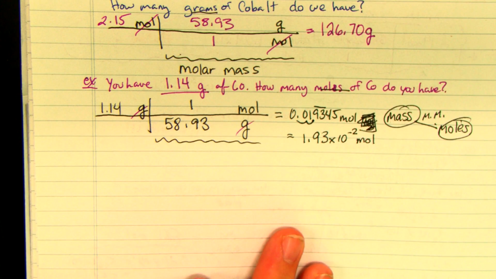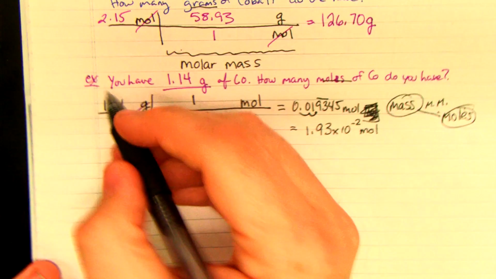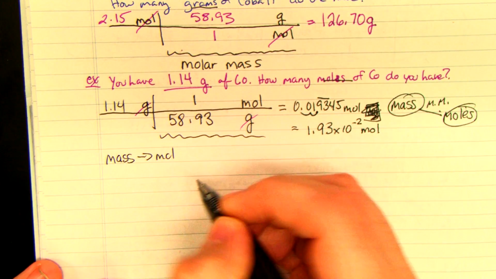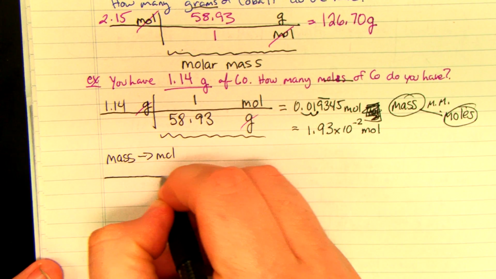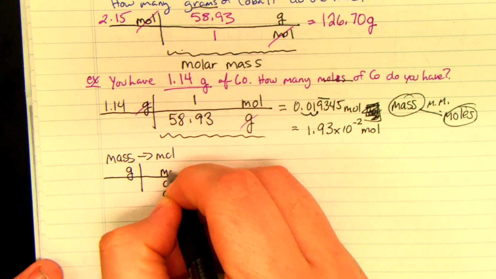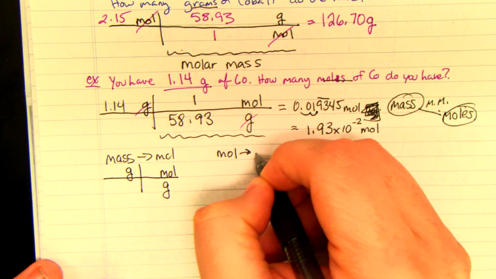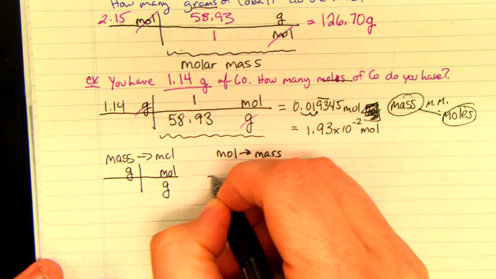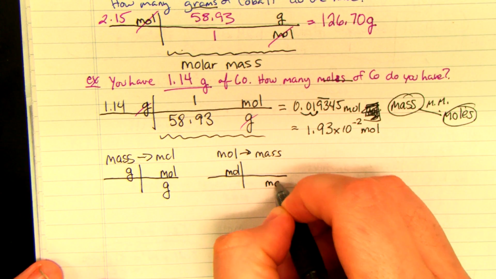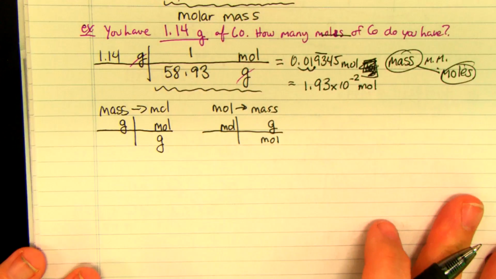So, to sum this up, if it's mass to moles, the conversion factor is going to be in grams, and then it's going to go grams to moles. If you're going to go moles to mass, it's going to be moles, and then it's going to be moles to grams. So those are your unit analyses for those.